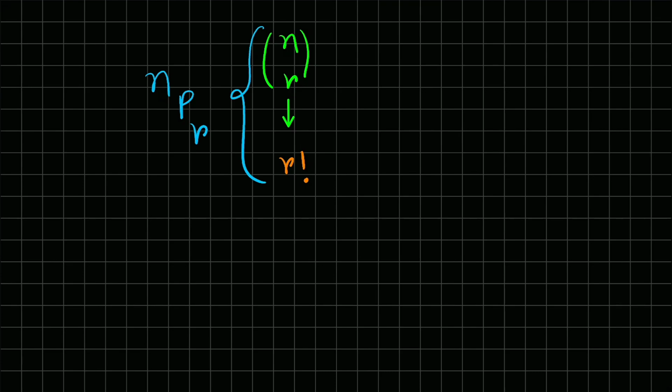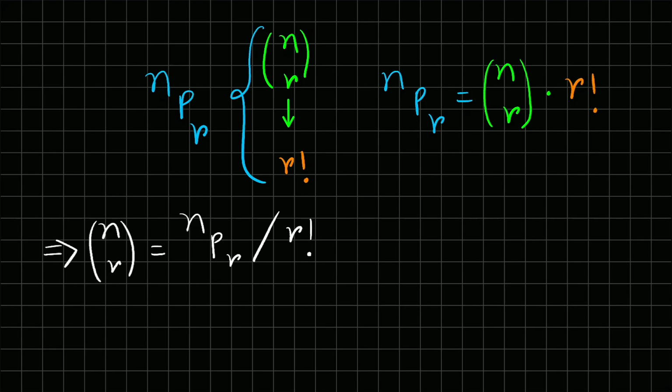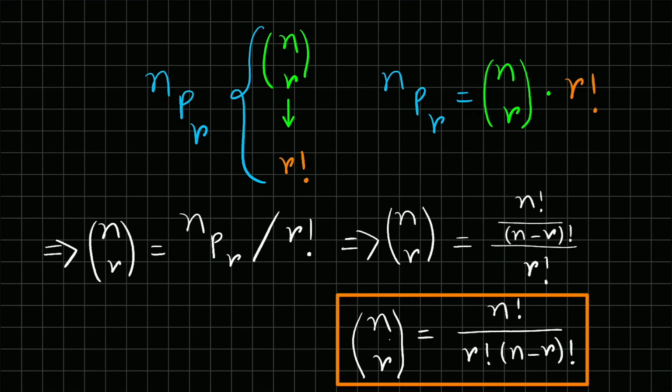n P r equals n choose r times r factorial, which implies that n choose r equals n P r over r factorial, which gives us n choose r equals n factorial over r factorial times n minus r factorial.